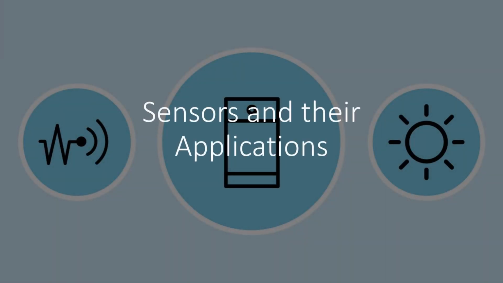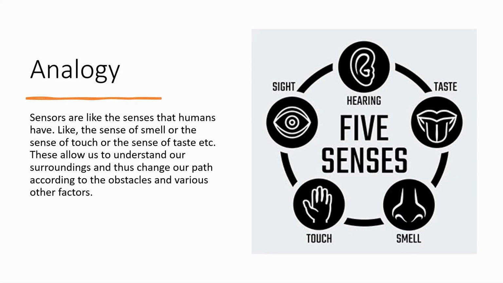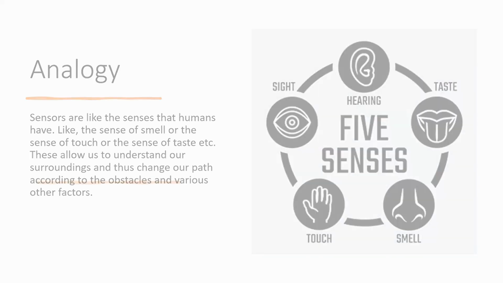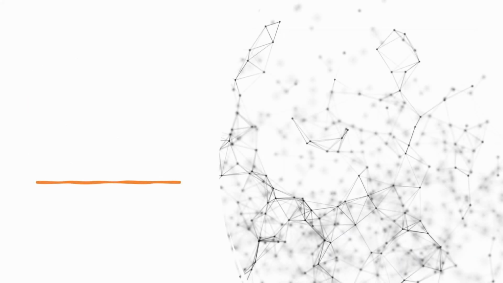In today's module, we'll be doing sensors and their applications. Analogy: sensors are like the senses that humans have, like the sense of smell or the sense of touch. These allow us to understand our surroundings and thus change our path accordingly to the obstacles and various other factors.